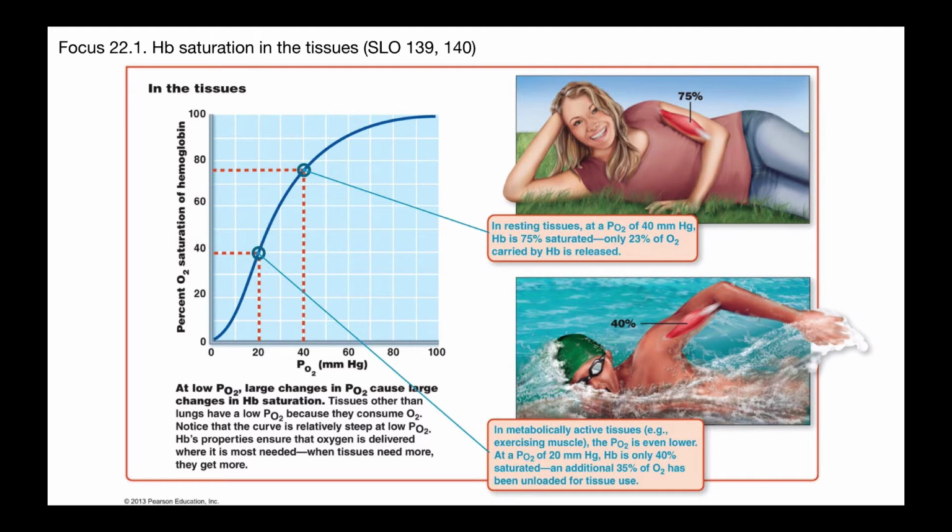The numbers that are usually important for people to remember are: what's the PO2 in the lungs? What's the PO2 in the tissue beds of resting tissues, and what's the PO2 of tissues when they're actively metabolizing? So 100, 40, and 20 are the numbers that I tend to work with. But of course, in real life, they can fall anywhere along the line here.